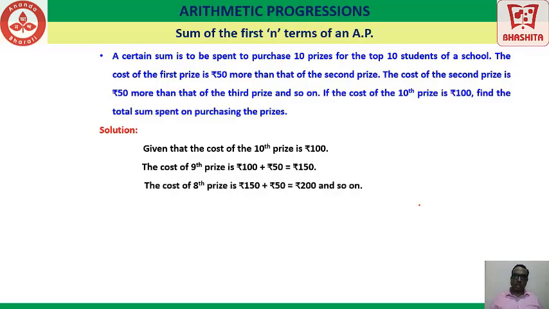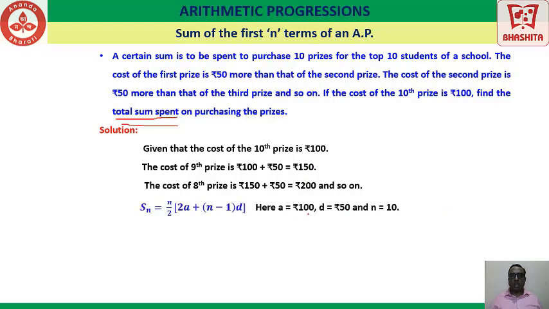This goes on. So what we have to look at is, finally, we want what? The total sum spent. The total sum spent will be what? 100 plus 150 plus 200. It goes on like this. Can we see this? A equal to 100, first term is 100. Second term is 150. So the common difference is 50. 150 minus 100 is 50. 200 minus 150 is also 50.